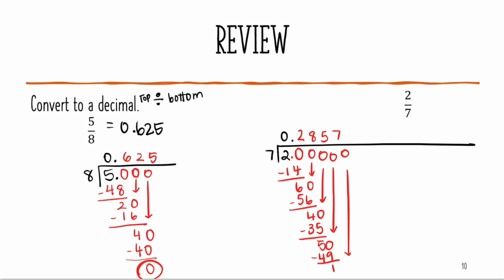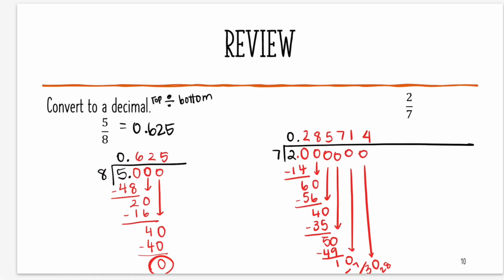Well, I'm running out of space, so I just keep going. Just kind of go sideways, I guess. 7 goes into 30, what is that? 4 times. End up with 2.